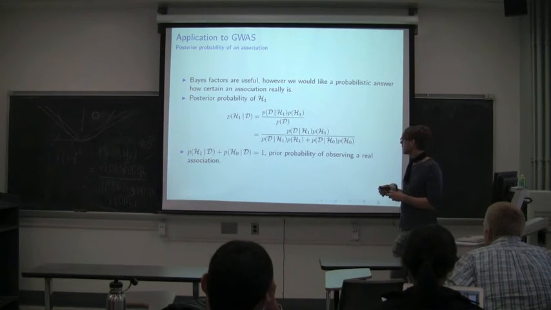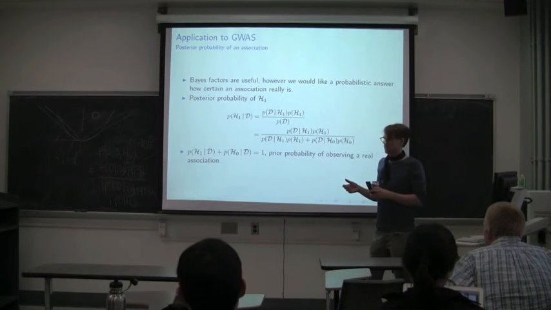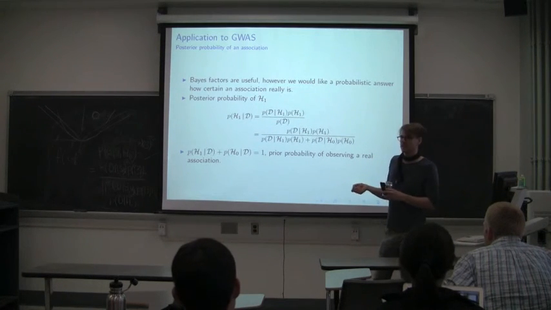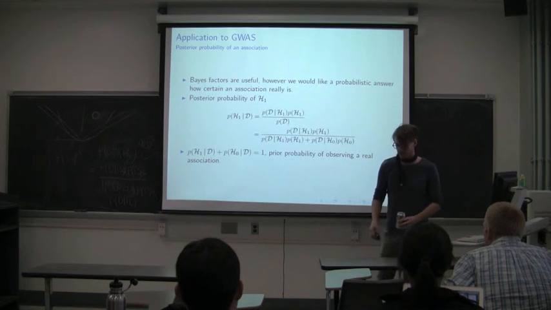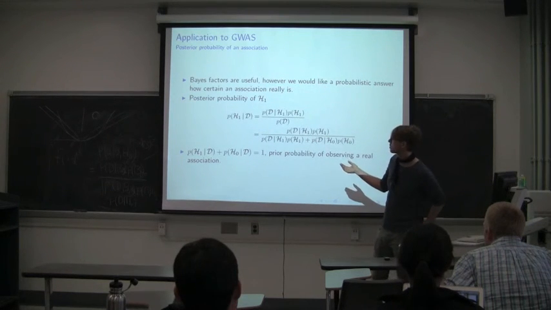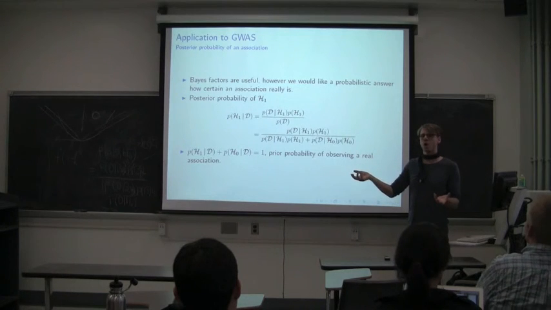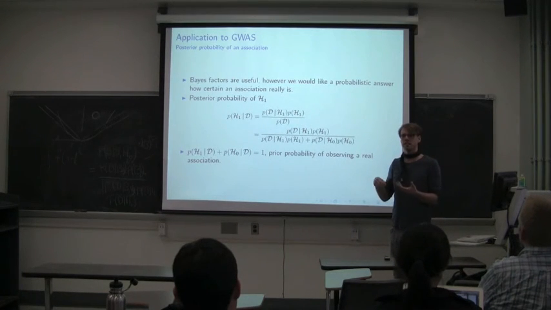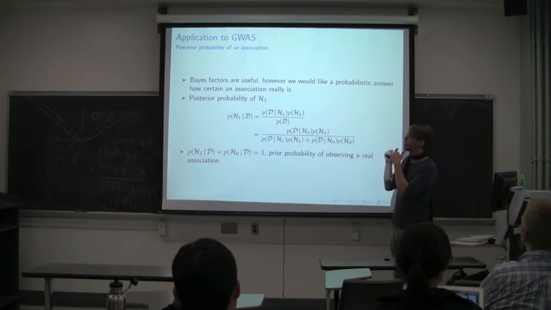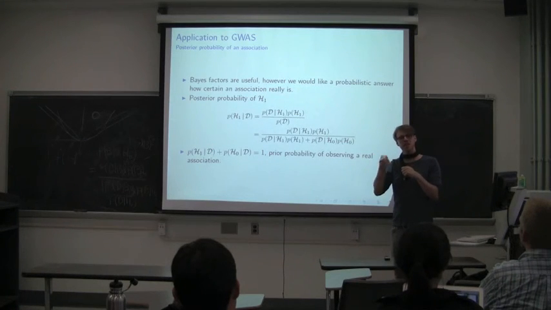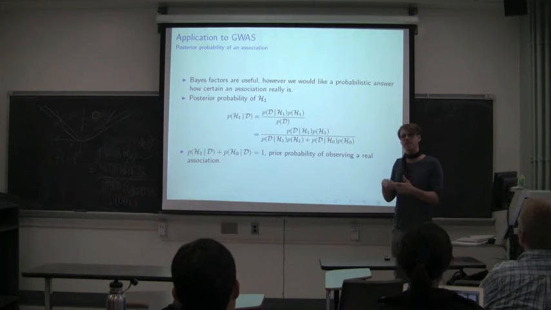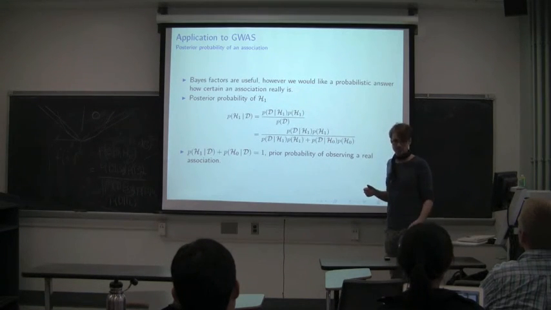And the nice thing now is that we can compute that, and this is a Bayesian posterior probability. As long as this is larger than 0.5, it means that this model is more likely than the other model. And if it's close to 1, then it means that probably there's an association.